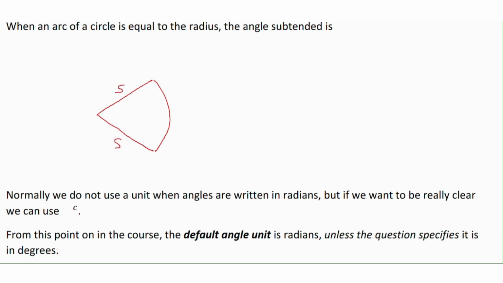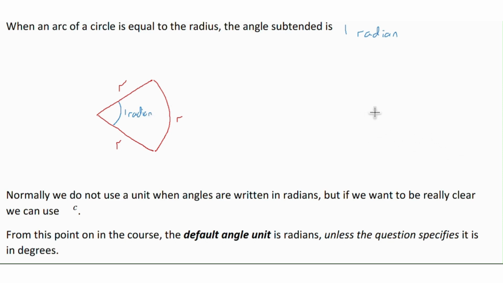or in general, this length here is r, this length here is r, this length here is r, then the angle that is subtended in there is 1 radian. So this angle here is 1 radian.